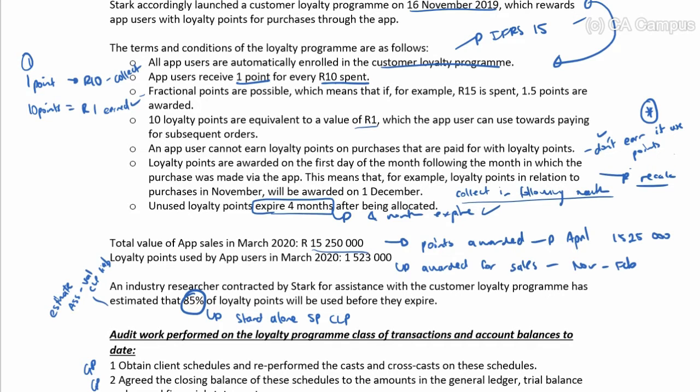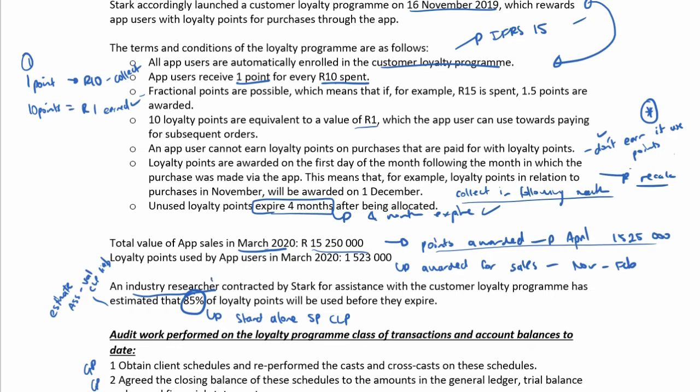Now we get to total app sales in March, okay, which I'm not too worried about at this point, and I've just gone and said points awarded for April, but I'm not interested in that because that's looking at the liability for the next period. So I now need to start looking at my transactional price and my standalone price for this customer loyalty program for the whole period for year ended March. Okay, and that's where we've got now our 85% estimate that was done by an industry researcher.